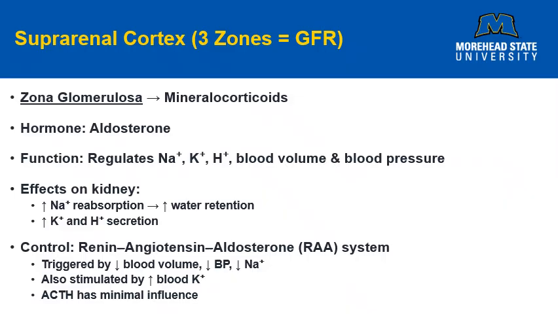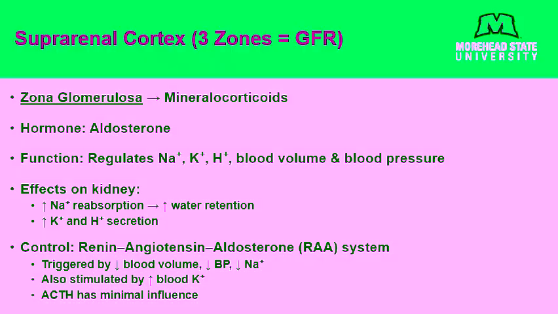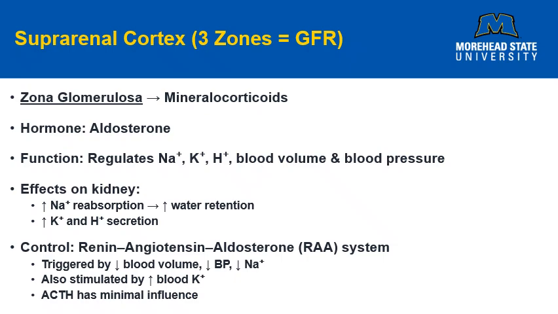Okay, now the cortex is broken up into three zones. All right, the first one is zona glomerulosa. These are more mineral corticoids when it comes to hormones. So the most common one that comes out of it is aldosterone. It helps to regulate a lot of our electrolytes, so our potassium, our hydrogens, our sodiums, as well as really interacting with blood volume and blood pressure.